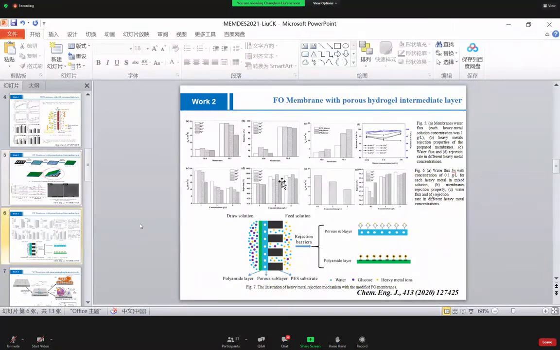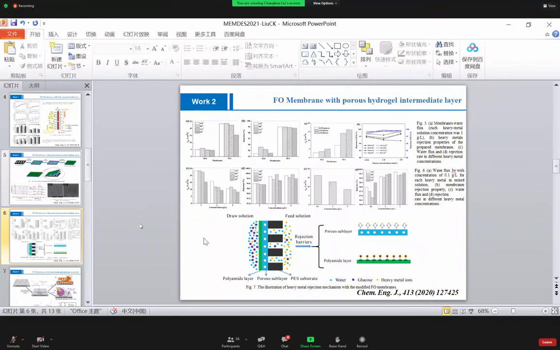So after the preparation, we tested the forward osmosis performance, and we found that the modified membranes show an enhanced water flux, almost 3 times that of the pristine ones. And also they show enhanced heavy metal ion rejection. With the increase of the concentrations of the heavy metal ions in the feed solutions, the forward osmosis membrane shows a steady decrease in the water flux, but that is natural because the osmotic pressures are lower. Meanwhile, during this process, the heavy metal ion rejections showed a steady increase.